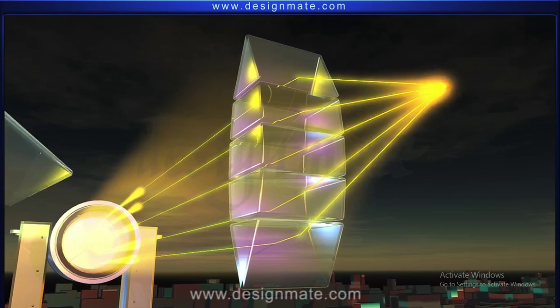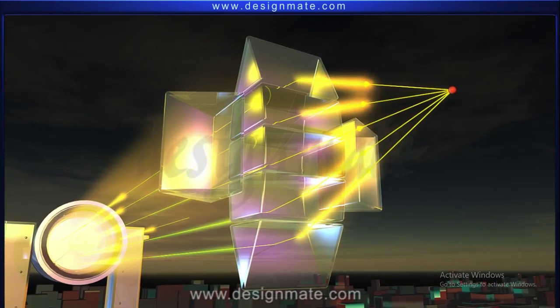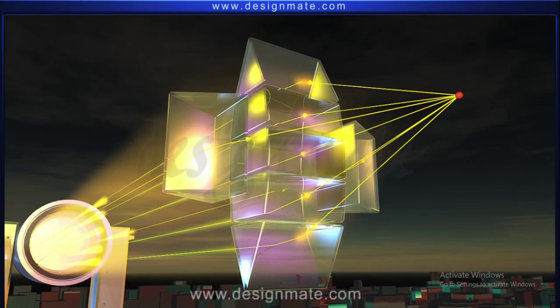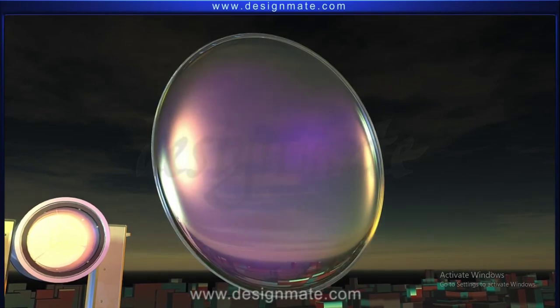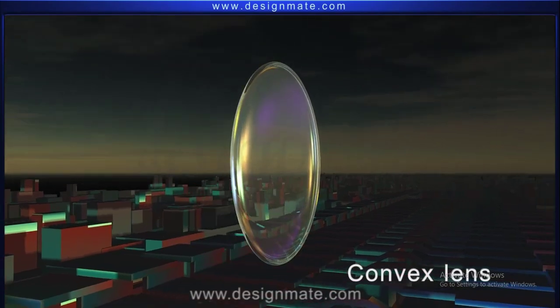Now, if we arrange two more prisms at the sides of this arrangement, then the incident rays emerging from them also converge at the same point. A single piece of glass formed in this fashion is called a convex lens.